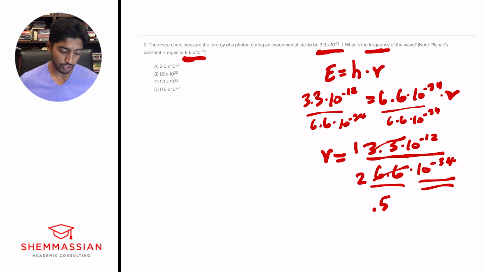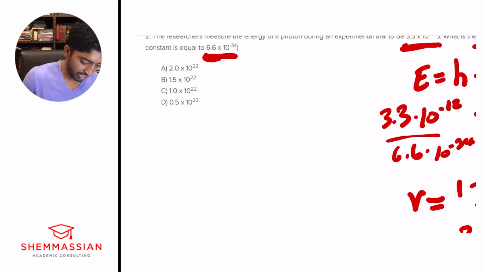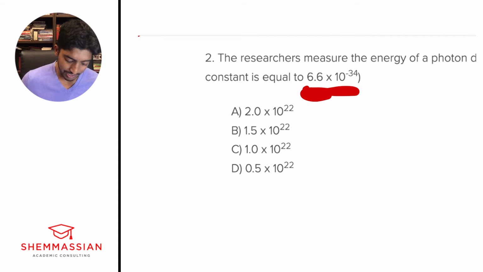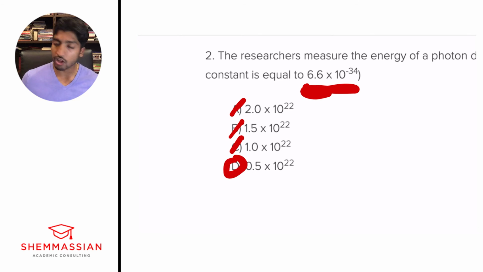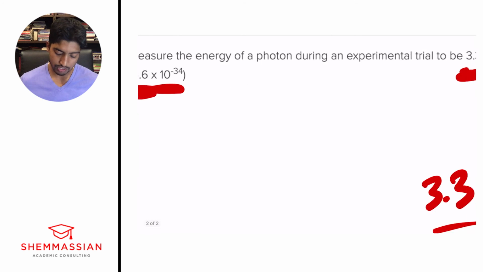If we look at our answer choices, we can actually eliminate A, B, and C because none of them start with a 5 or a 0.5. D does. And so automatically, we're stuck with that as our answer choice. But let's just check our answer and make sure it's right.